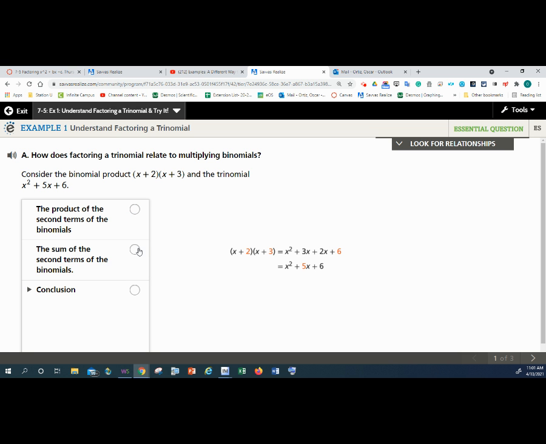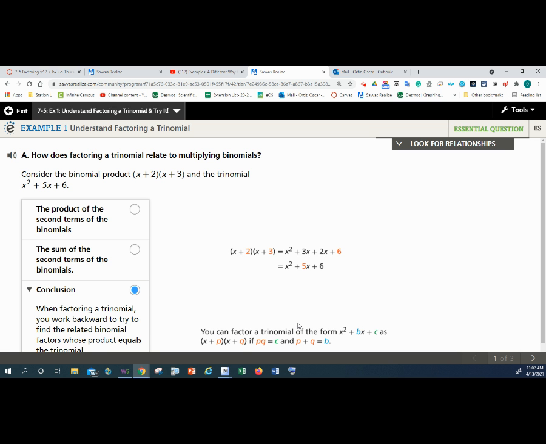If we now think about the sum of those two constants, then it'll be the coefficient of the linear term, or the term in the middle when we write it in standard form. So we have a conclusion here, and that is you can factor a trinomial. Pretend that you're going backwards from x squared plus 5x plus 6, and you want to factor it as x plus 2 times x plus 3.